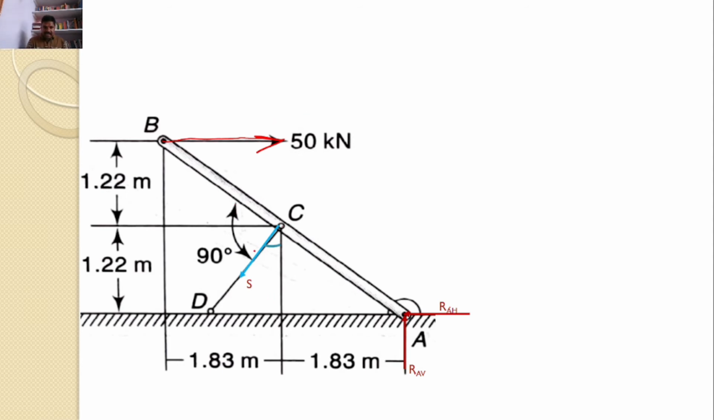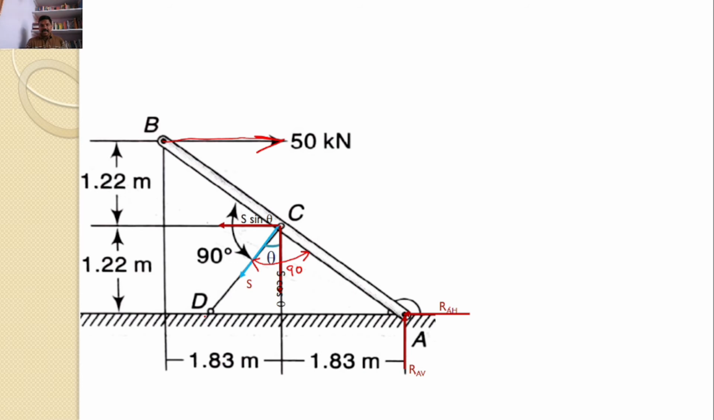Now, given that this angle is 90 degrees, hence this angle must also be 90 degrees. Now, let us assume that this angle is theta. Now, the S force I can resolve into two components: one is S cos theta, and another one is S sin theta.